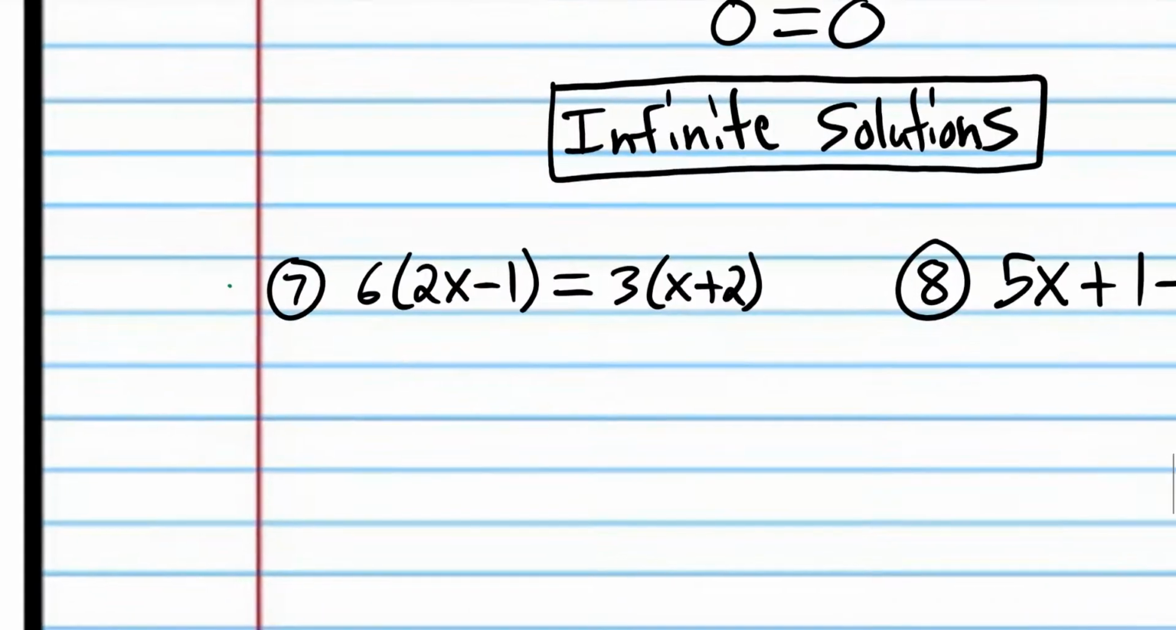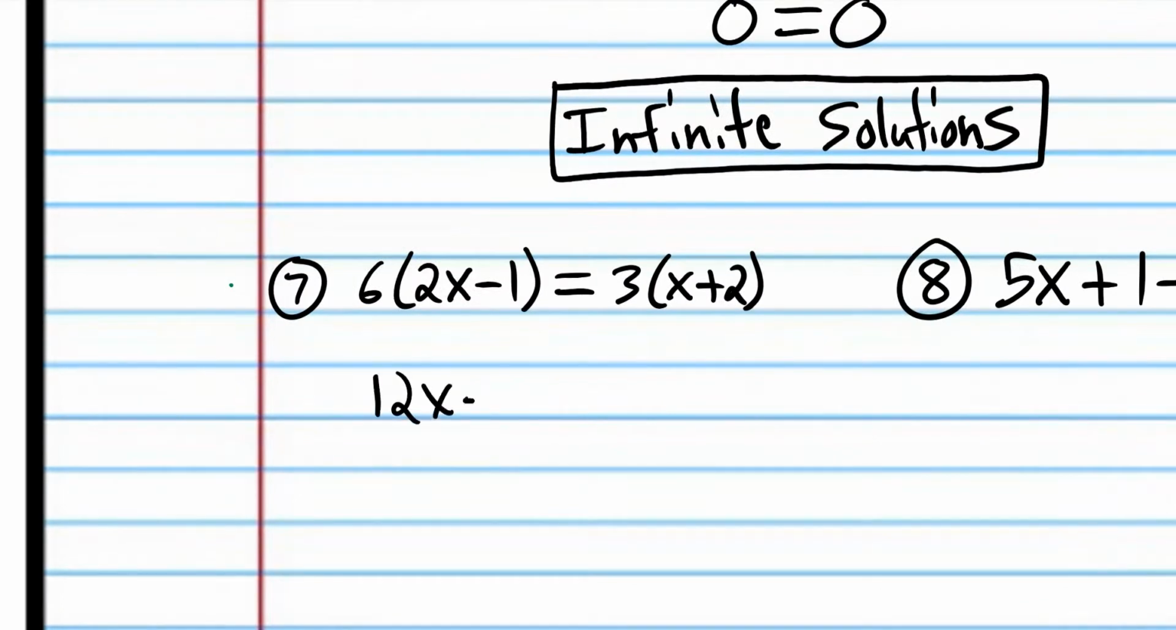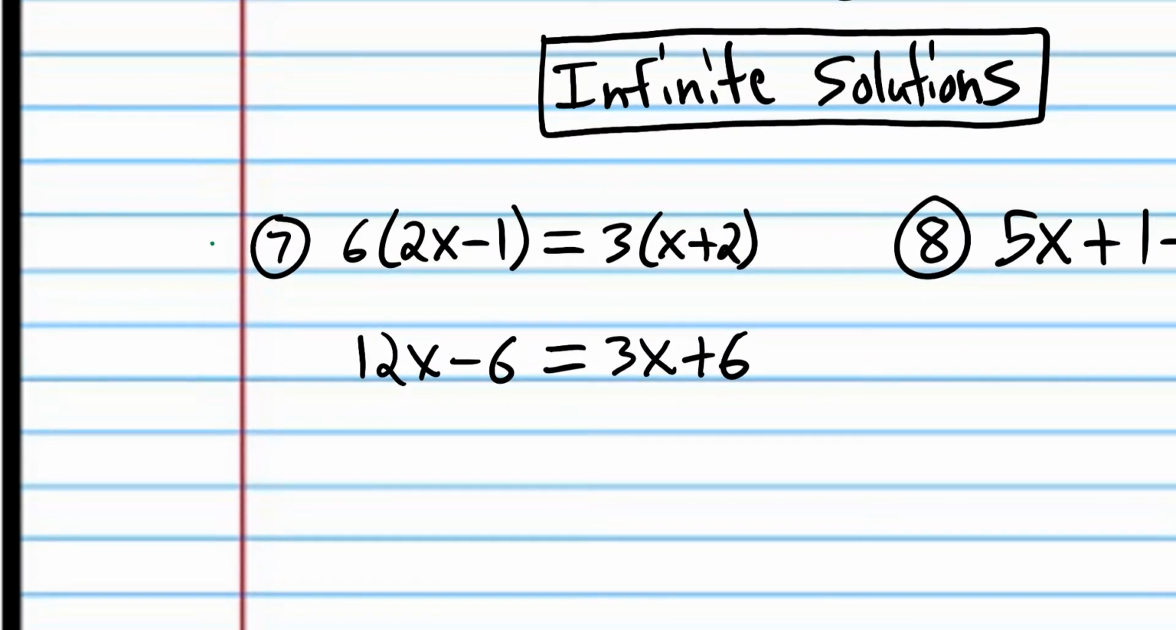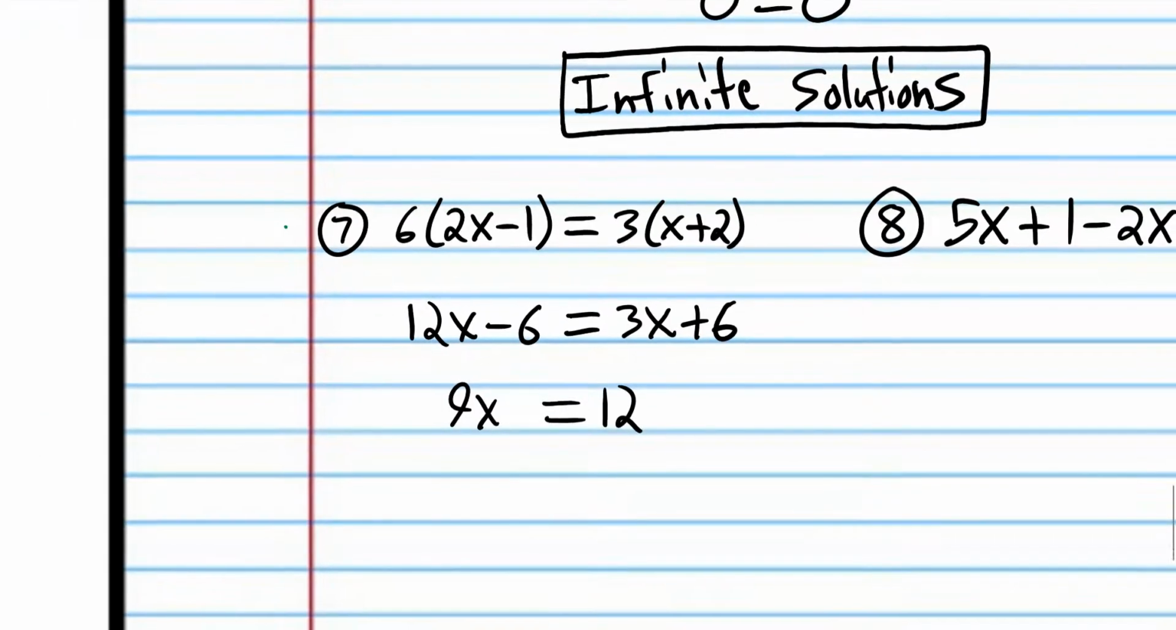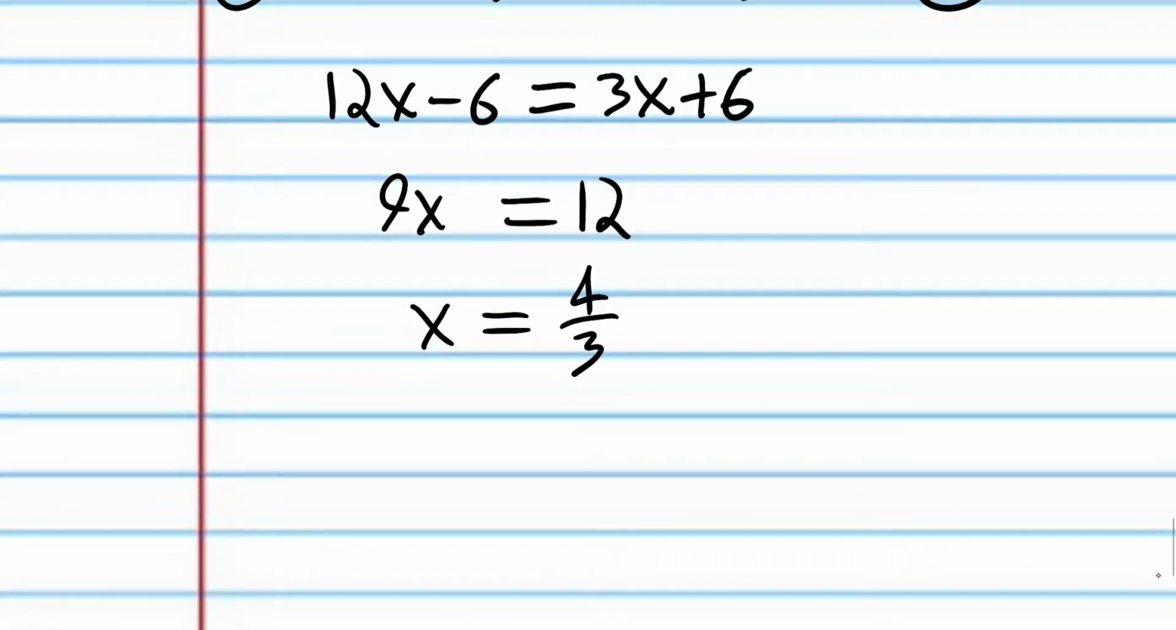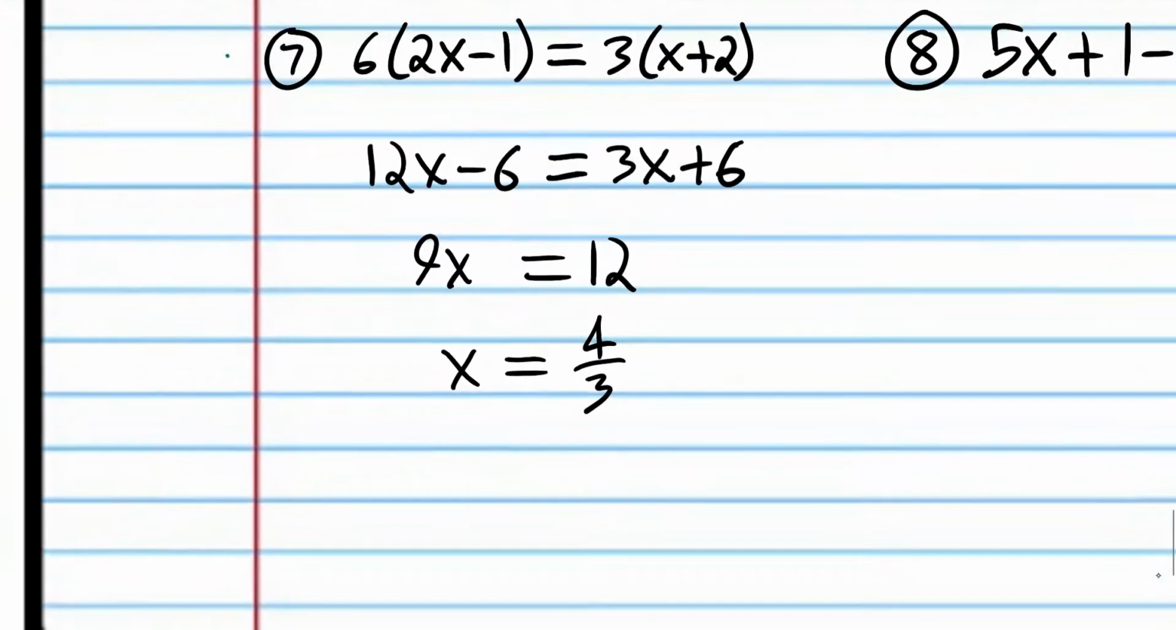All right, we're back. So we're going to use distribution to get rid of the parentheses. And then we are going to subtract 3x from both sides, and we get 9x, and add 6 to both sides, and we get 12. And then we get 12 over 9, which reduces to 4 over 3. And so we have one solution.